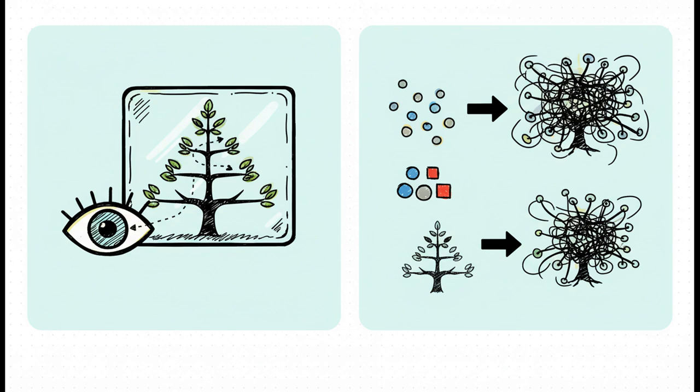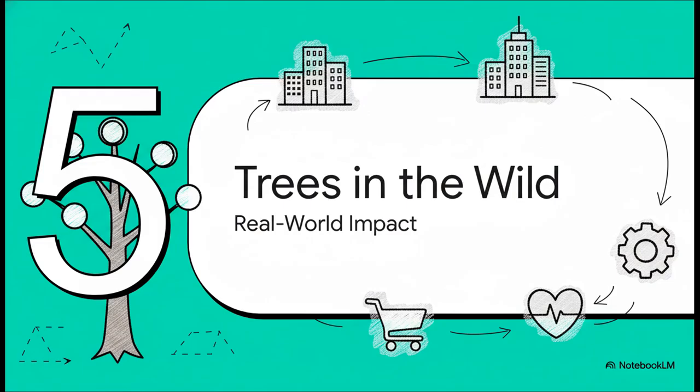But on the flip side, they can suffer from a classic problem called overfitting. That's where the tree gets too complex and basically memorizes the training data instead of learning the general rules. They can also be a bit unstable, where tiny changes in your data can sometimes create a completely different tree. But even with those weaknesses, their simplicity and the fact that you can explain them make them incredibly useful out in the real world. So let's talk about where people are actually putting these models to work.